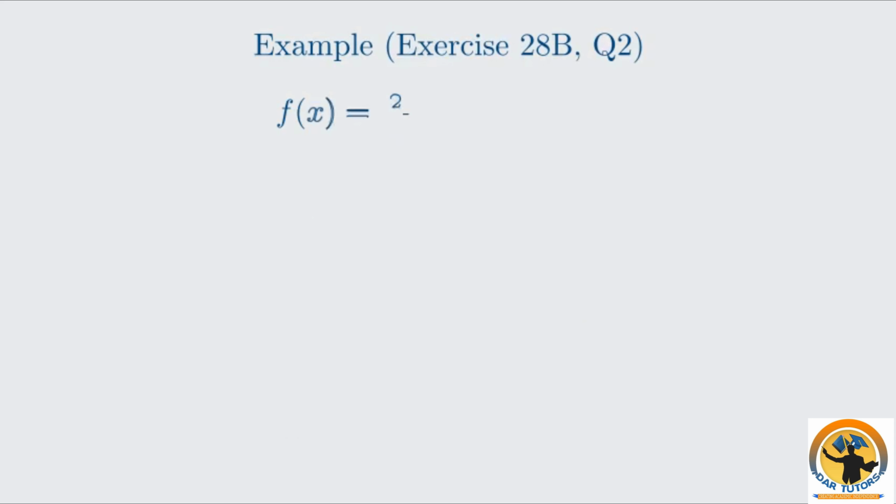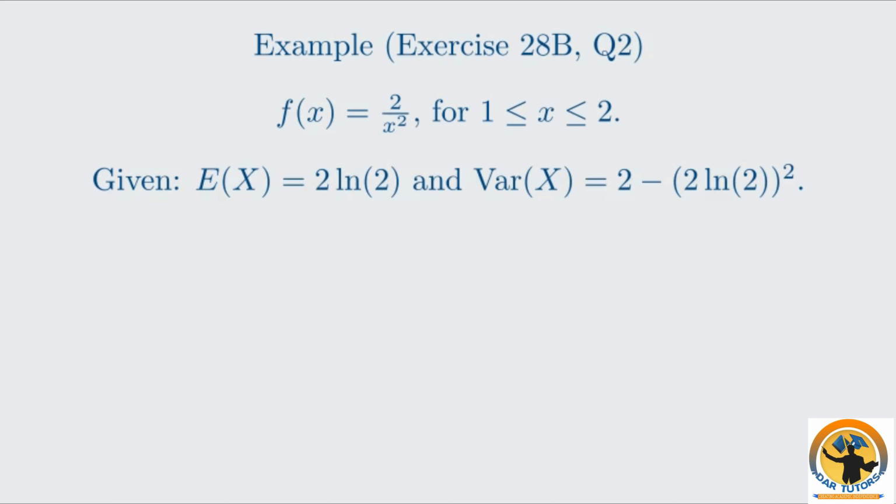Consider the PDF f(x) = 2 over x squared for x from 1 to 2. Let's find its mean and variance first. The calculations involve integrating x times f(x) for the mean and x squared f(x) for the variance. After doing the calculus, we find the mean of x is 2 times the natural log of 2, and the variance of x is 2 minus the mean squared. This is a common pattern in HL problems.